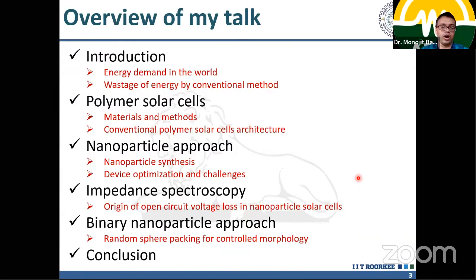So the talk will cover some parts of it. I'll introduce the energy demand in the world because that is what we are working on. Then I'll talk briefly about the polymer solar cell, how polymer solar cells are made, the conventional solar cell architecture and its drawbacks. Definitely that's where the nanoparticle approach comes in. Then I'll introduce one technique which will be very useful to understand the interface of all these optoelectronic devices, starting from solar cells to LEDs and all other bilayer or maybe multilayer structures. Then at the end, I'll talk about the binary nanoparticle approach, which is very useful not only for solar cells, but for other materials which need very precise control of charge transport, or maybe charge and ion transport. And then finally, I'll conclude my talk.